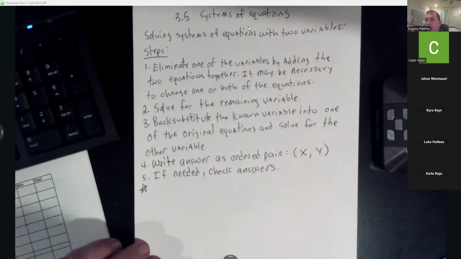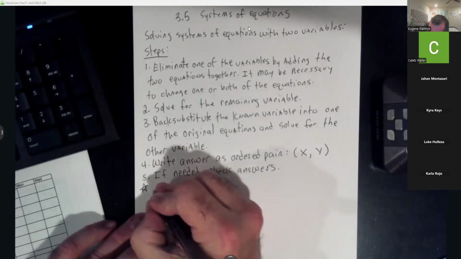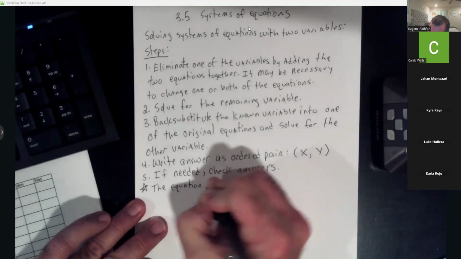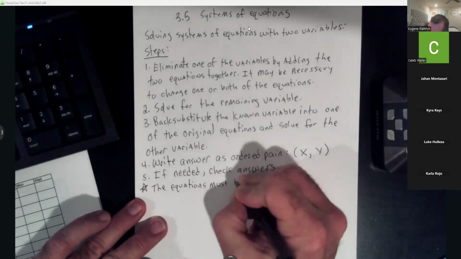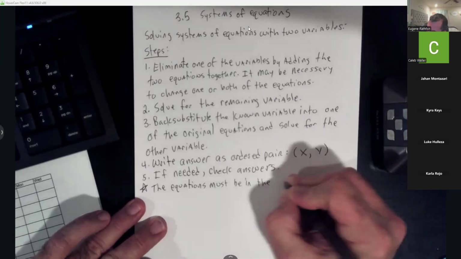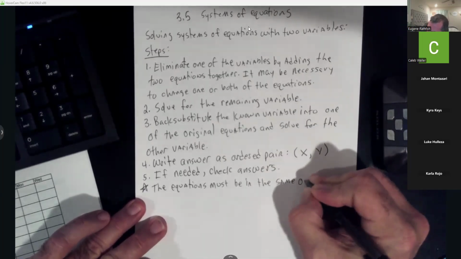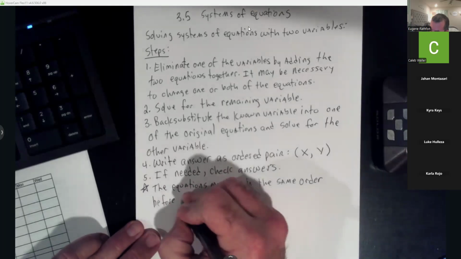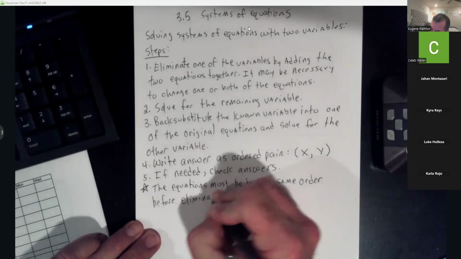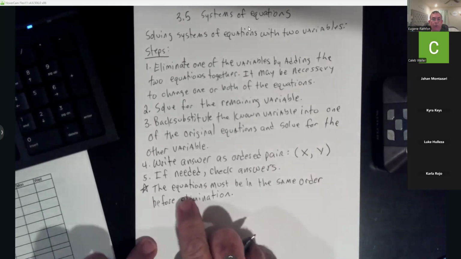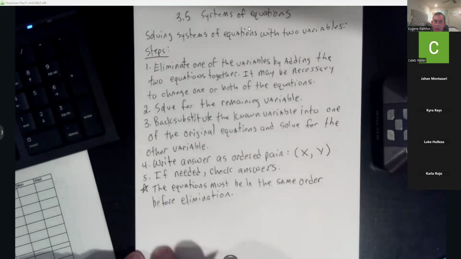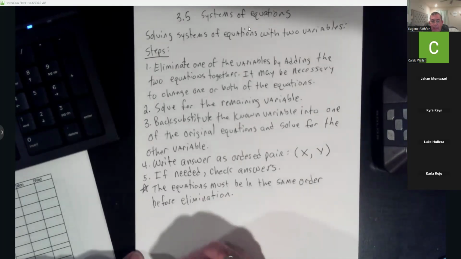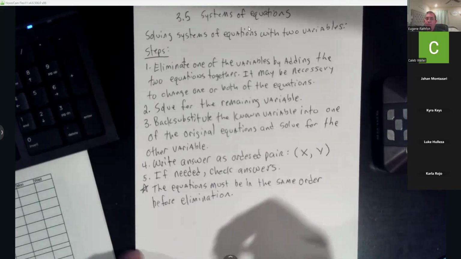And y'all, here's the main thing you want to check first. The equations must be in the same order before elimination. So the very first thing I'm going to make sure is my X's are in a column, my Y's are in a column, and then my answers are in a column. Okay, each column has to have the same variable.